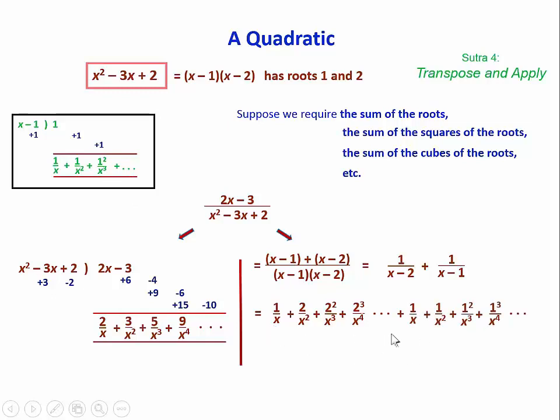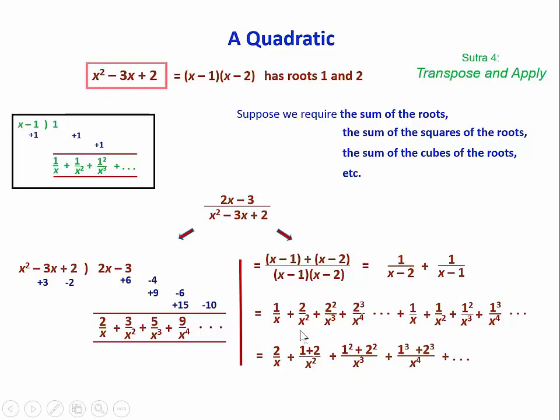Now we can combine like terms together, so we've got 1 over x plus 1 over x, which is 2 over x. The x squareds in the denominator there, those two can be combined. So you've got 2 plus 1 over x squared, or 1 plus 2 over x squared. And then the x cubed, you're going to get 1 squared plus 2 squared over x cubed, and so on.